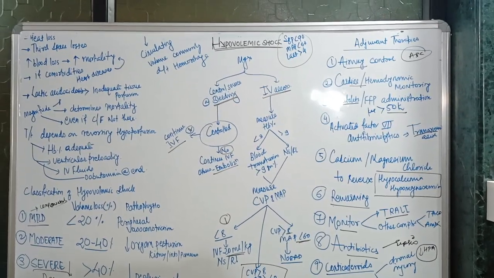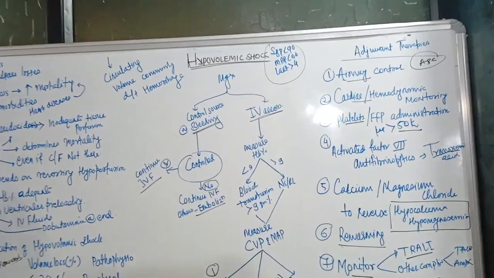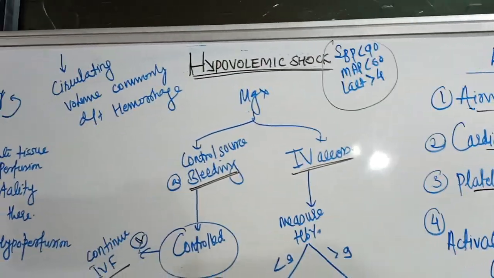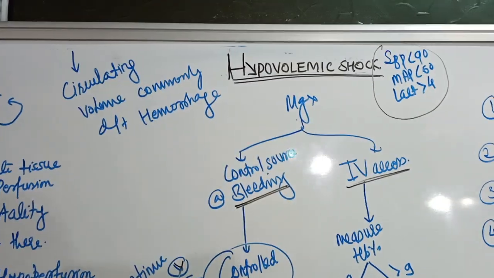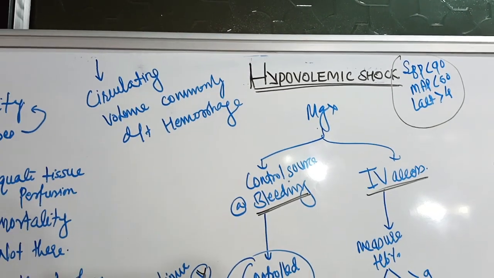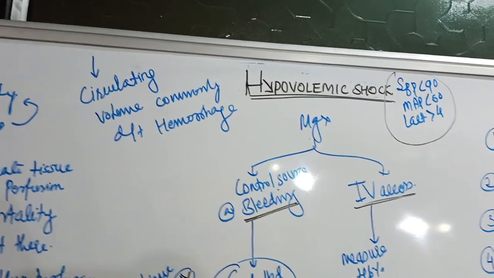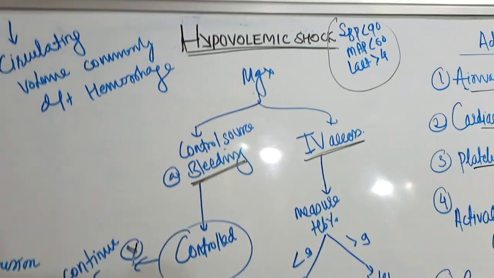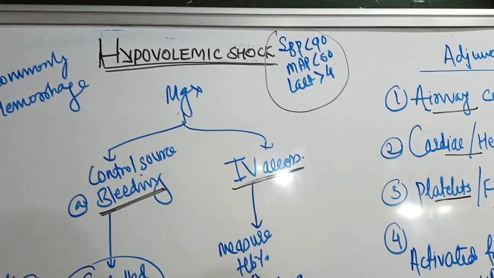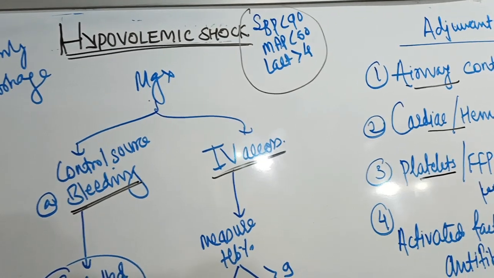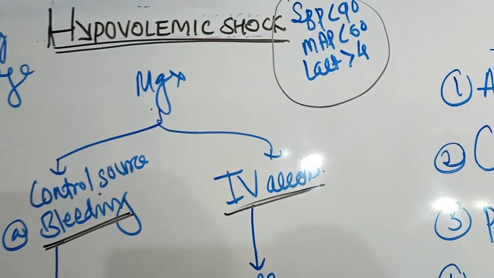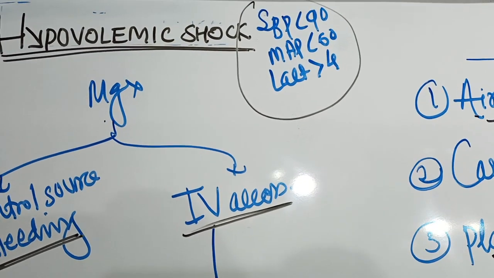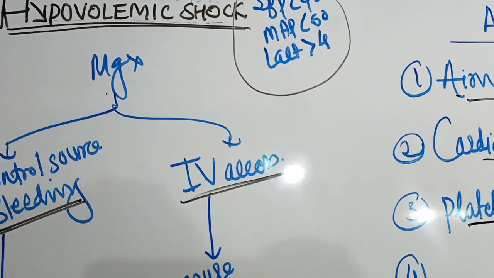So today we will have a few words about hypovolemic shock. Hypovolemic shock is very common in ICU setup. Actually, circulatory volume is commonly decreased due to hemorrhage or a sudden decrease in circulatory volume, most commonly in trauma patients. Hypovolemic shock is present when systolic blood pressure is less than 90 millimeters of mercury, mean arterial pressure less than 60 millimeters of mercury, and lactates are more than 4.